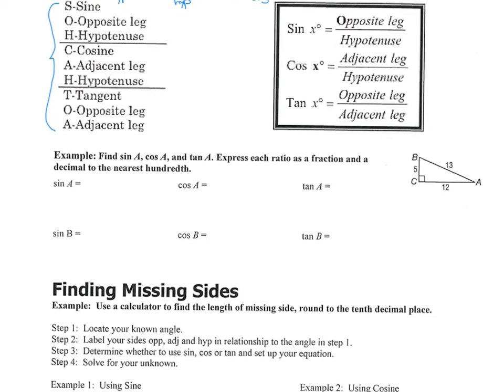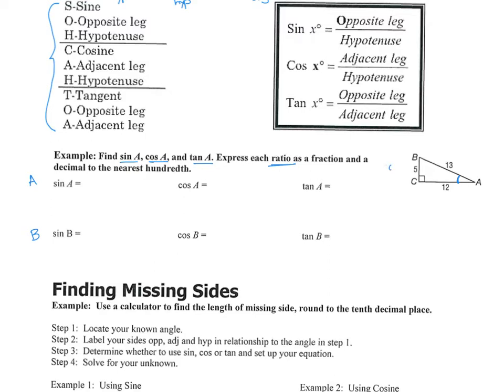It would like us to find sine of A, cosine of A, and tangent of A, and express each as a ratio, a fraction, and then also as a decimal. So notice the top three all have an A in place of theta, and notice the bottom three all have a B. This is telling me which angle to look at. So for the first three, angle A is going to be the angle I'm focused on. So I'm going to label my triangle with my three sides based on A.